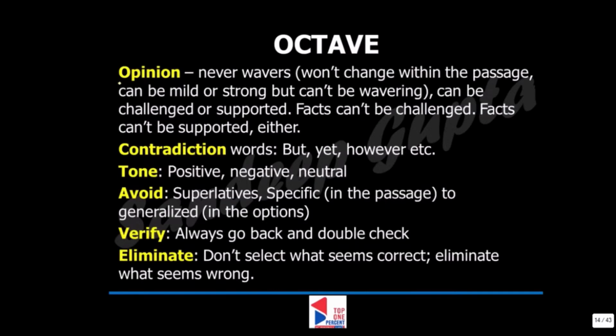Octave, the letter O stands for opinion. What we must check is the opinion of the author. That is extremely critical. Now, one or two more things about the opinion. The author of the passage will never have a wavering opinion. Suppose the author says in the passage that the stock market is likely to crash. In the same passage, the author will never say the stock market might not crash. The author may have a very mild opinion that it may happen, or a very strong opinion that it will surely happen, but not a wavering opinion that this may happen also and this may not happen also. There is no way a wavering opinion ever happens.